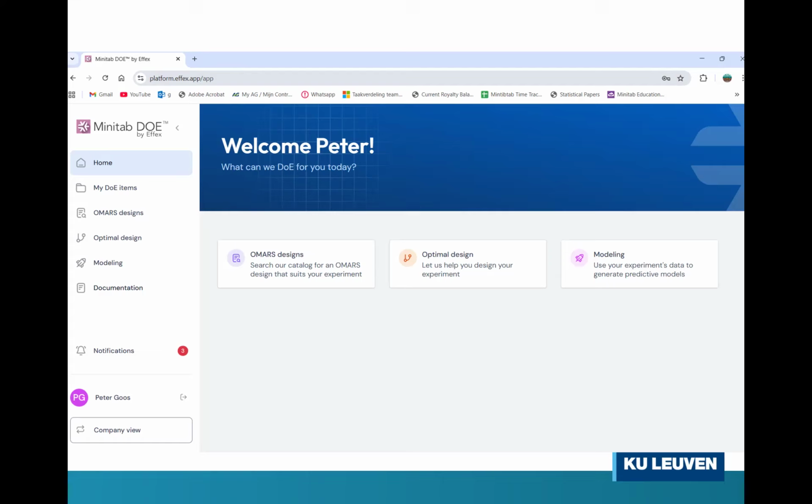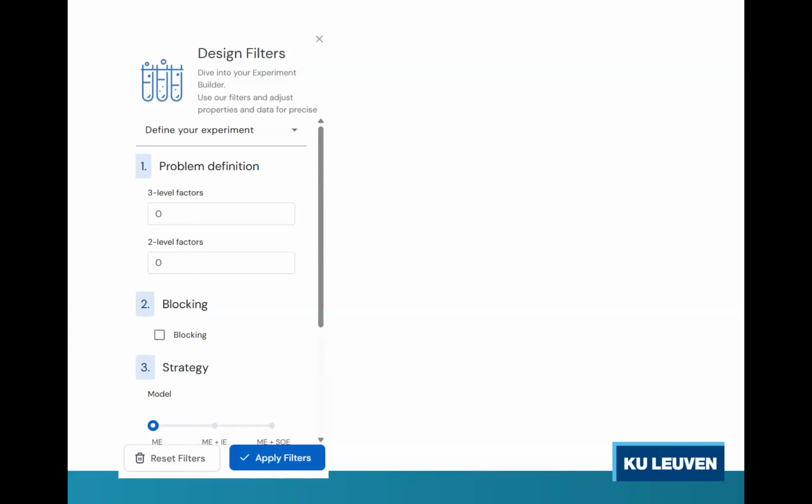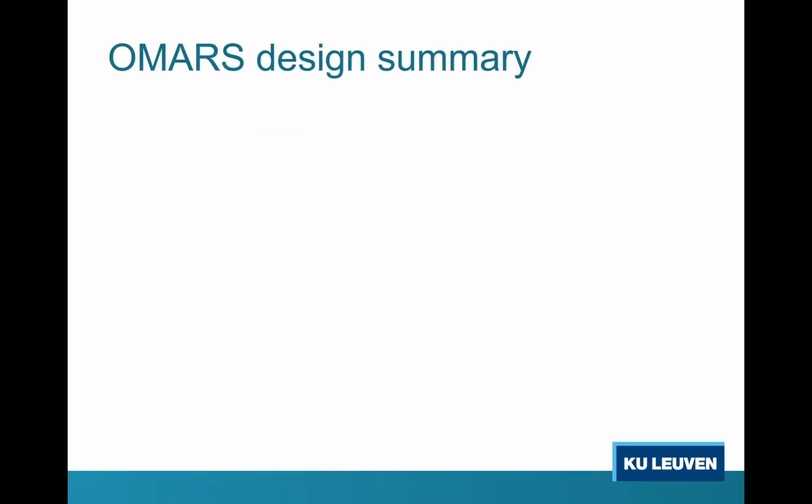And here you can see some screenshots of this web-based software where you can clearly see a tile that leads you to the OMARS designs. And this is part of the user interface here. You need to say how many factors you want to study at 3 levels, how many factors you want to study at 2 levels. And from there on, you can basically go through that satisficing stage, that dominance stage, and that recommendation stage with the Utopia points method. So all of that has been embedded in a user-friendly user interface.